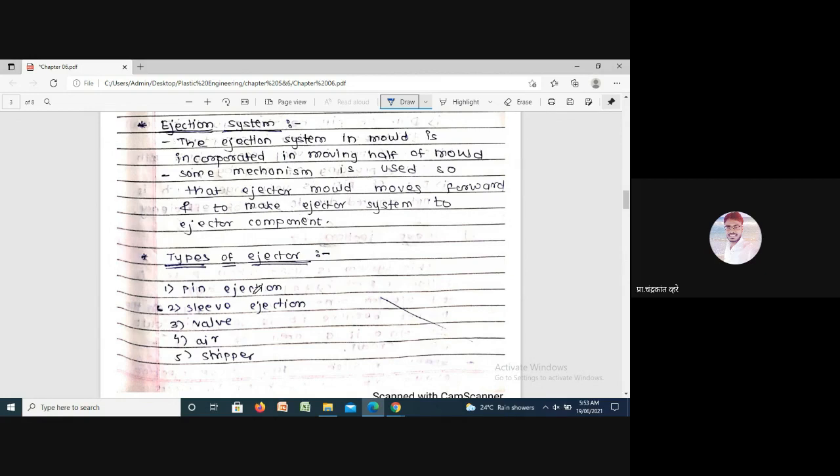Next, the wall ejection can be used for any complicated part, but one condition should match: the part must be symmetric in the case of the wall ejection system. After that, the stripper is very important, which we will see in the next lecture.